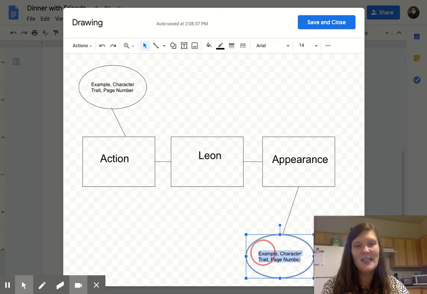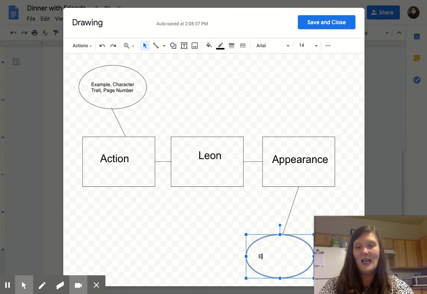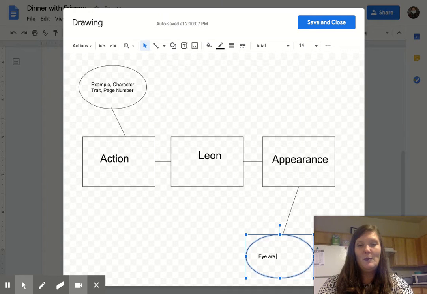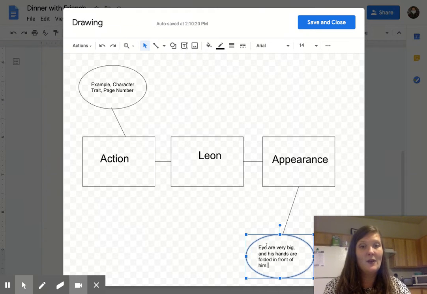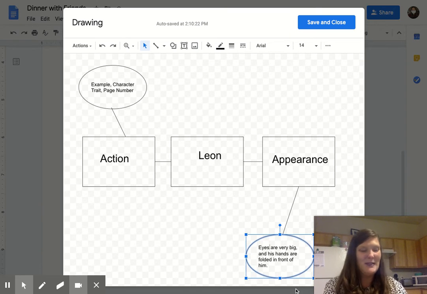Okay, so I'm going to write down here. Now, I could write that he's green and his tail is curly, right? I could write any of those things that I wanted to, but I wanted to choose something a little more interesting for you guys. Okay, so I'm going to say his eyes are very big and his hands are folded in front of him. Okay, and I forgot the S on eyes. That just shows me that he feels guilty. So that's why I picked that one, because it shows me that he feels guilty.